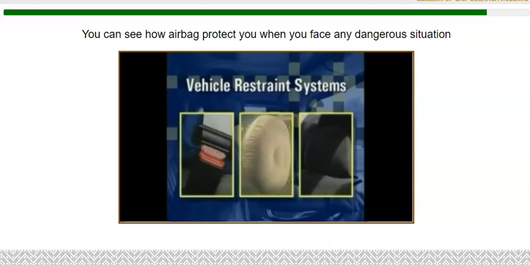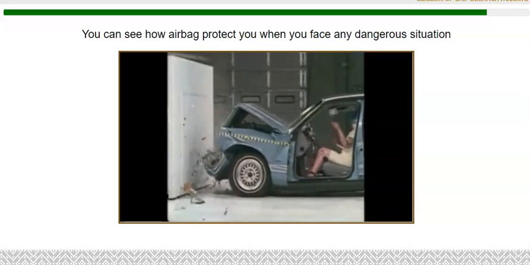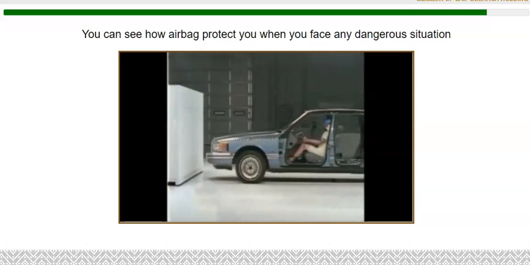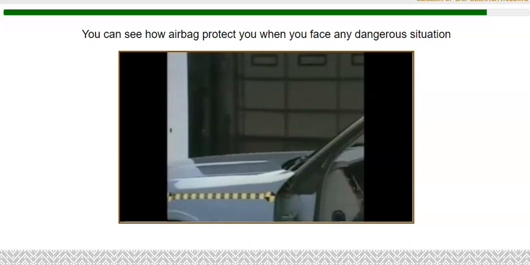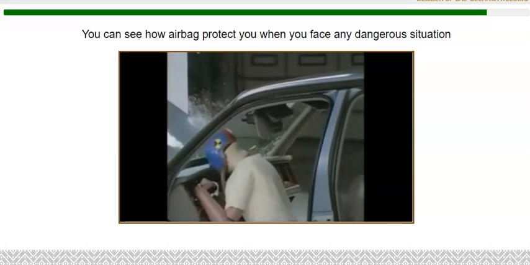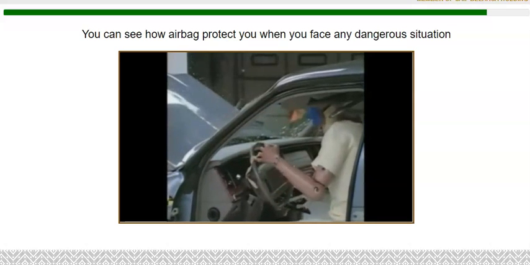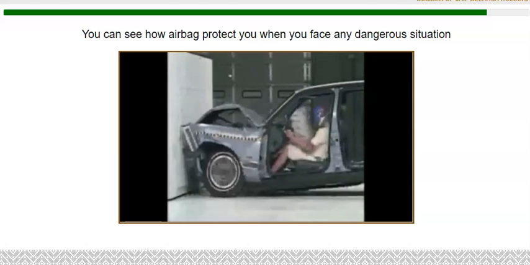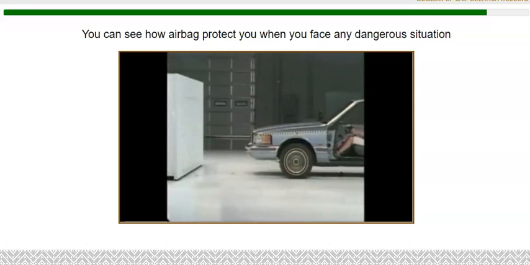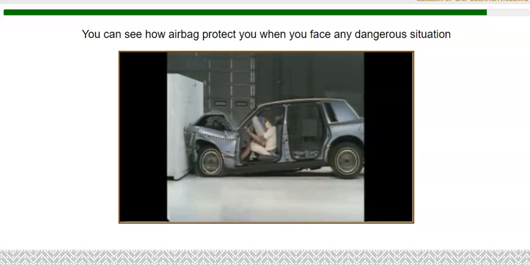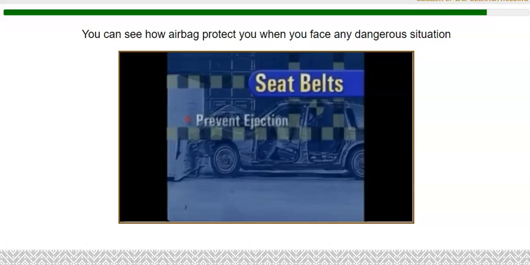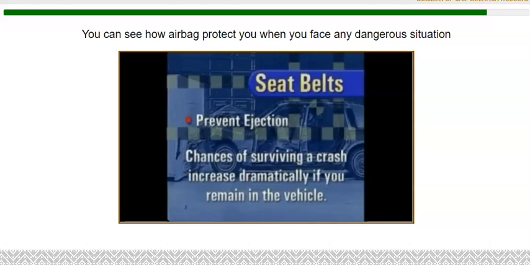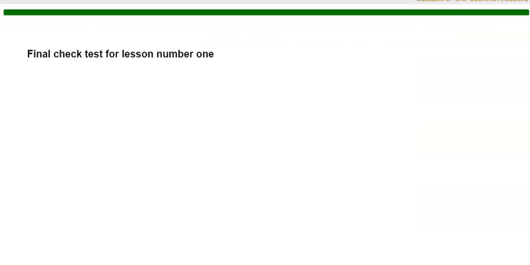So let's see an example of how an airbag protects you when you face a dangerous situation. If you don't have the airbag, your head can even bang into the glass. But if you have an airbag, it will protect you from that. See, in this scenario, because the car had an airbag, the driver was saved from banging the head onto the mirror. Another thing is, if you're wearing the seatbelt, it protects you from getting ejected from the car.